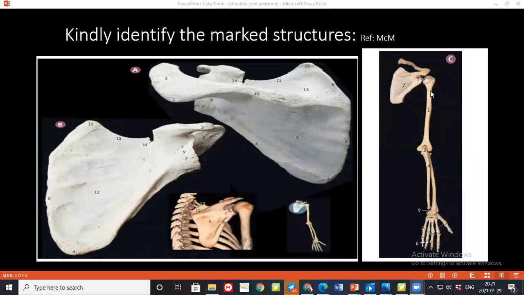It is the ball and socket synovial joint. It is formed from the acromion and the head of the humerus with the acromial end of the clavicle. Can you tell me what kind of joint the shoulder joint is? It is an atypical synovial joint, ball and socket.